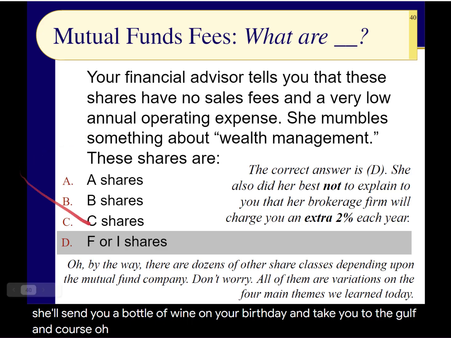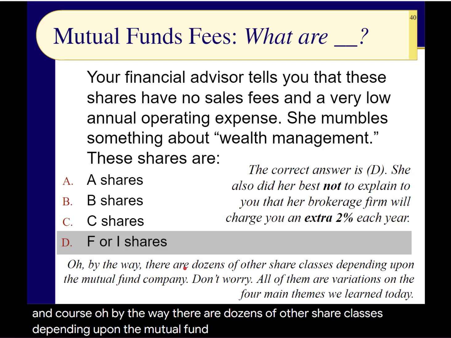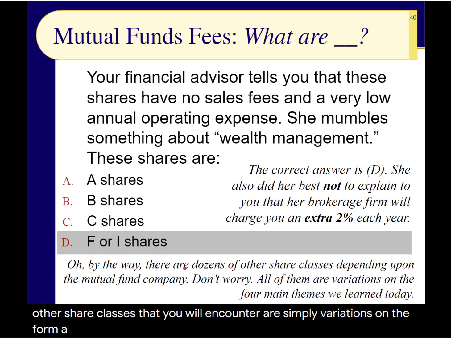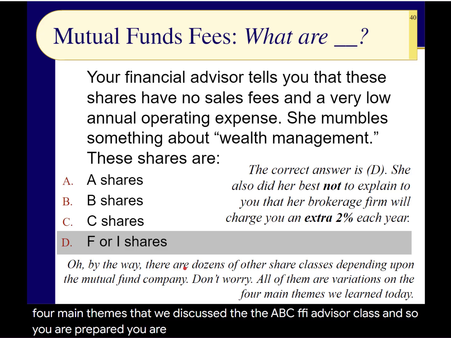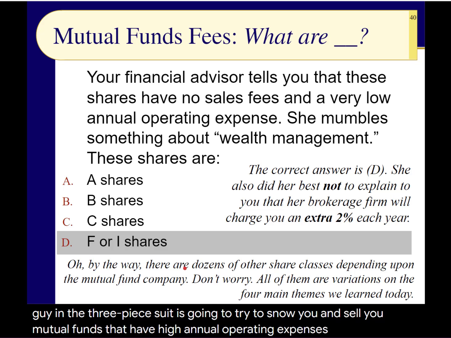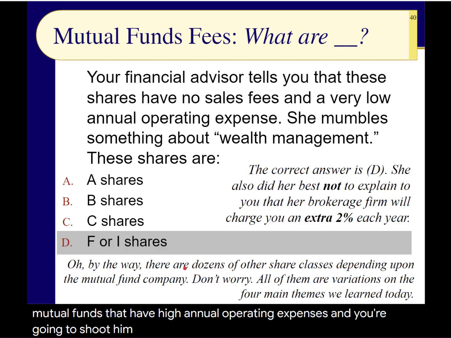Oh, by the way, there are dozens of other share classes depending upon the mutual fund company, but don't worry, all of the other share classes that you will encounter are simply variations on the 4 main themes that we discussed. The A, B, C, F, FI, advisor class. And so you are prepared. You are ready to go into that 401k meeting where the guy in a 3-piece suit is going to try to snow you and sell you mutual funds that have high annual operating expenses, and you're going to shoot him down.